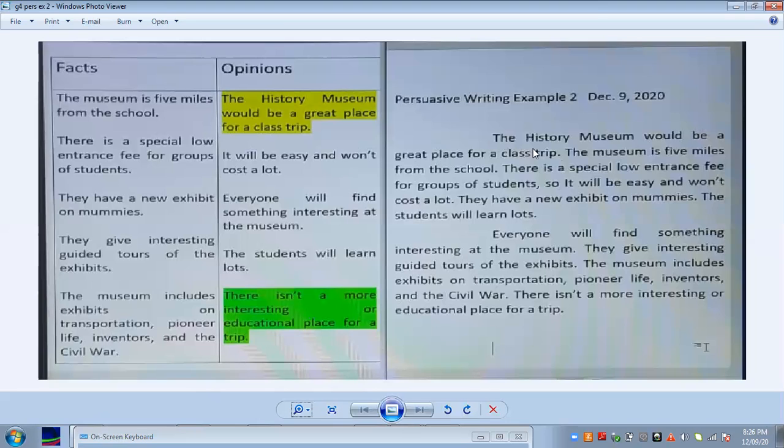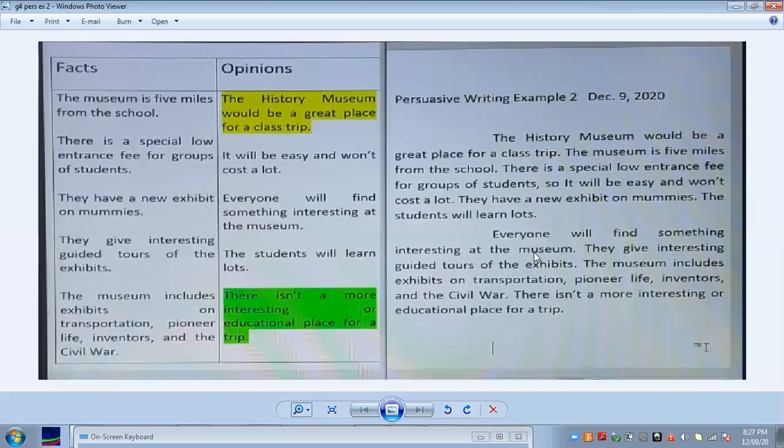Okay, so we started with, the History Museum would be a great place for a class trip. Then we gave reasons why. The museum is 5 miles from the school. There is a special low entrance fee for groups of students, so it will be easy and won't cost a lot. Oops, capital I there, mistake. They have a new exhibit on mummies. The students will learn lots. Okay, so we used our reasoning here to explain why we thought the trip would be a great trip for the students to take. We started here with an opinion and we ended with an opinion in our paragraph.